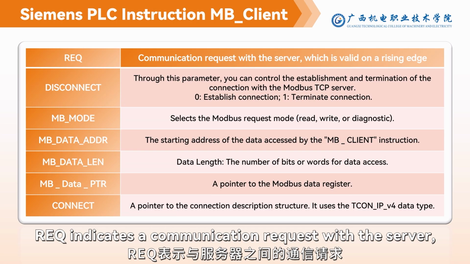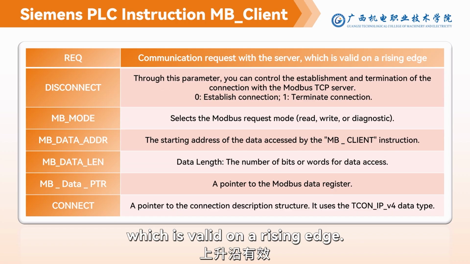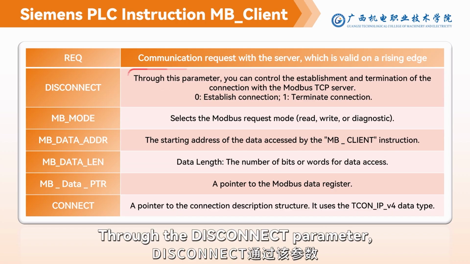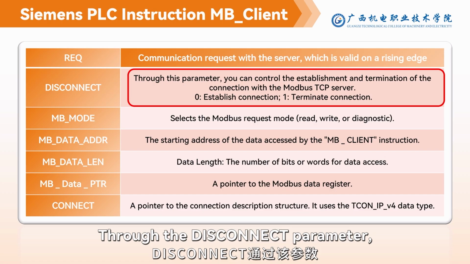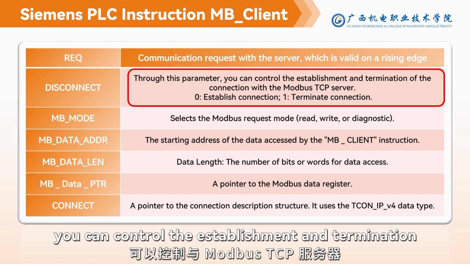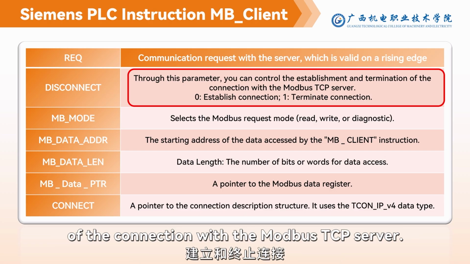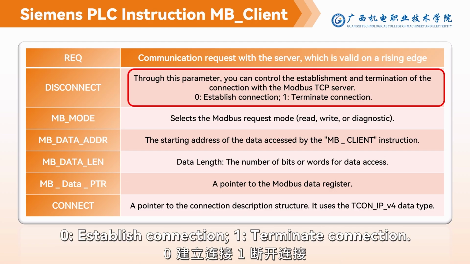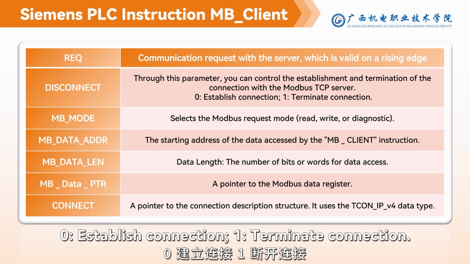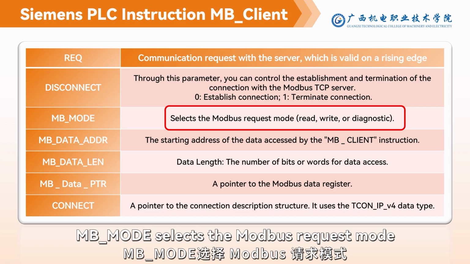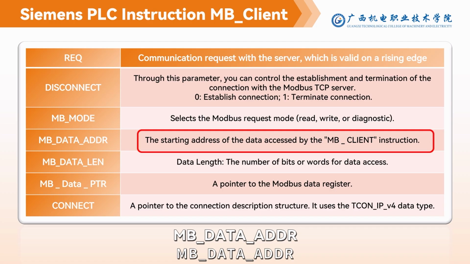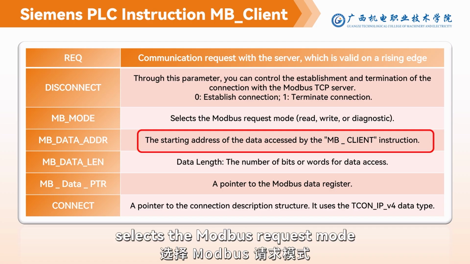IQ indicates a communication request with the server, which is valid on a rising edge. Through the disconnect parameter, you can control the establishment and termination of the connection with the Modbus TCP server. 0 means establish connection. 1 means terminate connection. MB mode selects the Modbus request mode. MB data address selects the Modbus request mode.